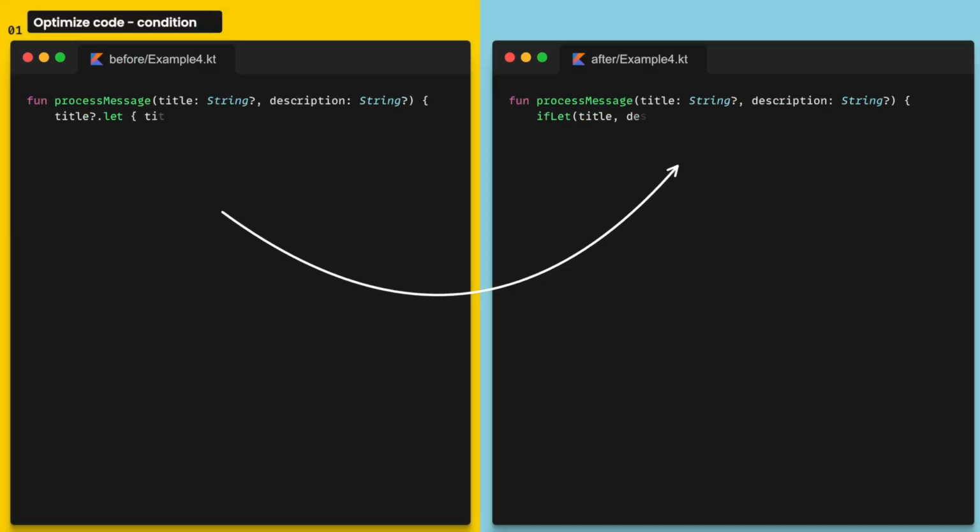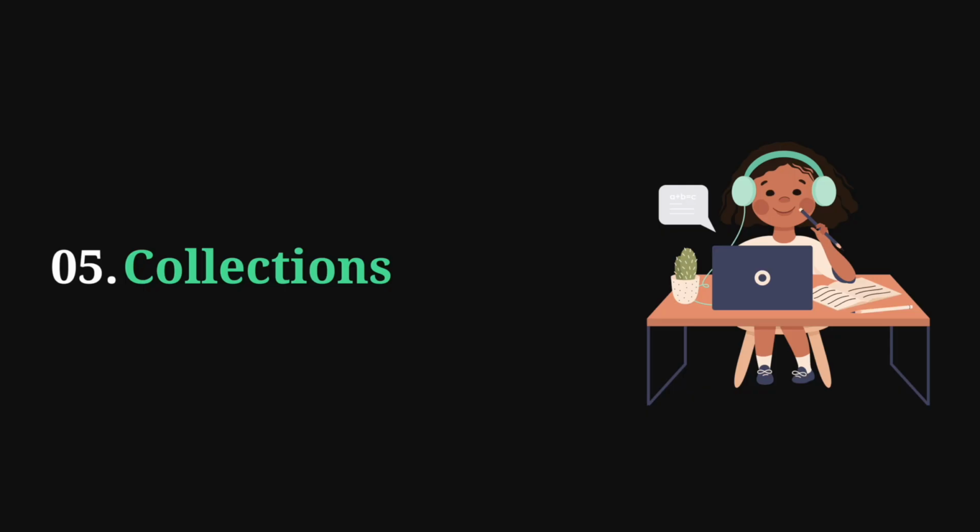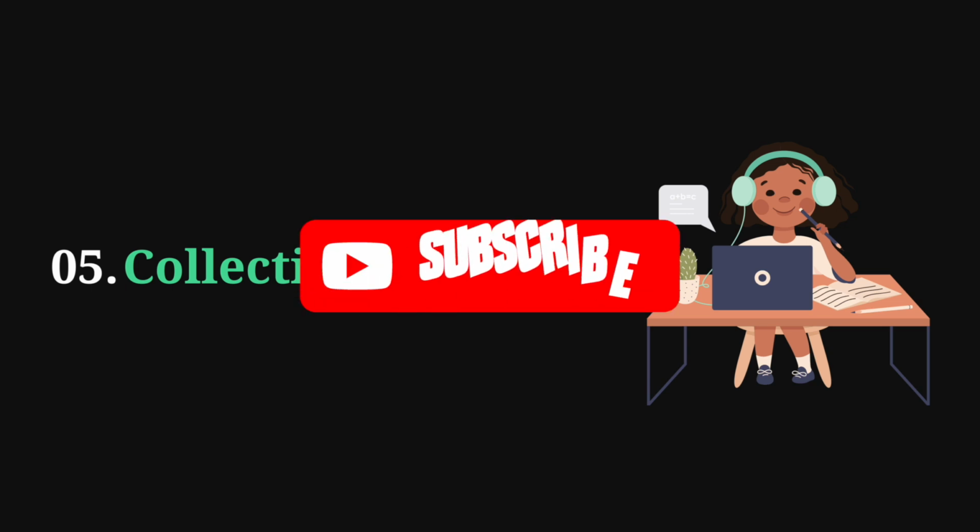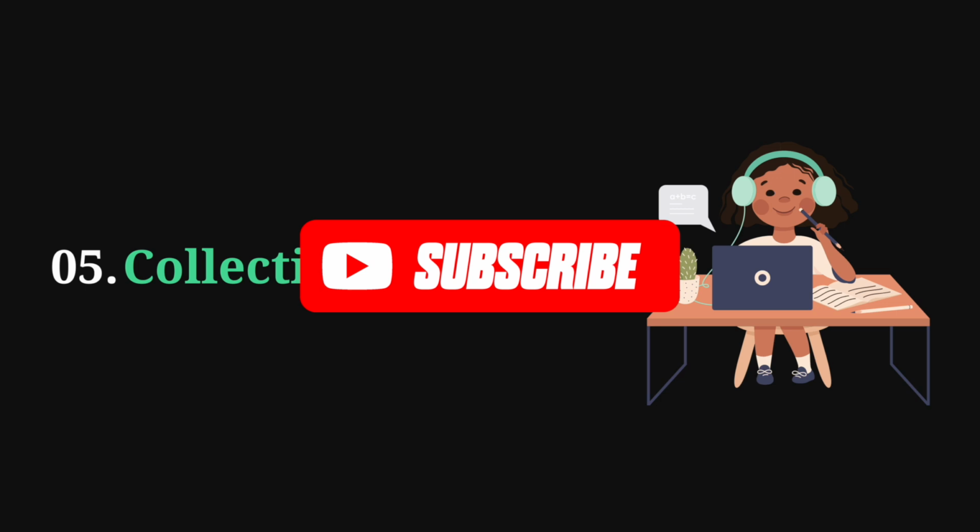This single expressive call replaces all the nested null checks with clean, focused logic. That's the power of building small, reusable utilities in Kotlin. Your code becomes cleaner, safer, and more readable everywhere you use it. We've cleaned up strings, handled numbers like a pro, and made null safety elegant. Now it's time to tackle something we use every single day: collections.